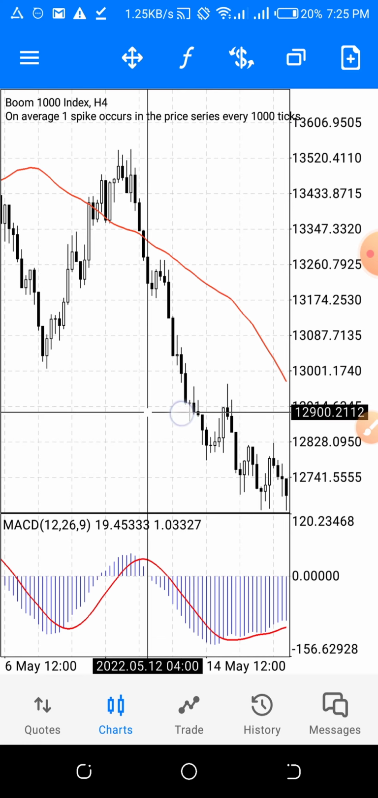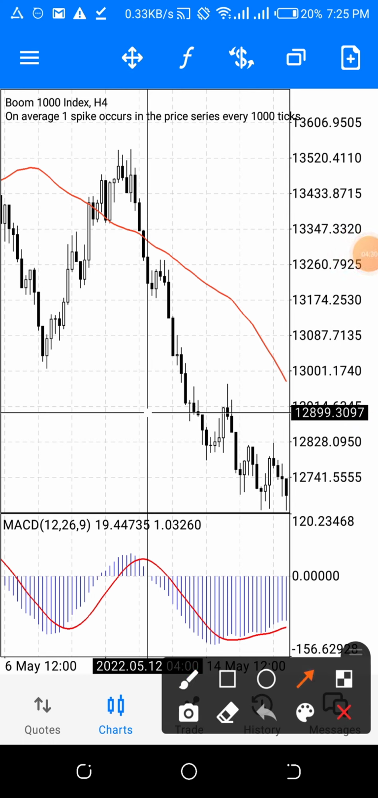Look at the next candle here. You can see that the candle now is at the 0 level. This level here is at the 0 level, guys, at the 0 level.